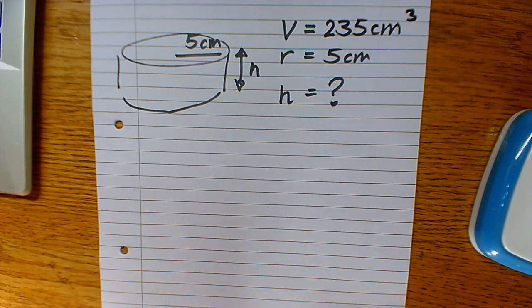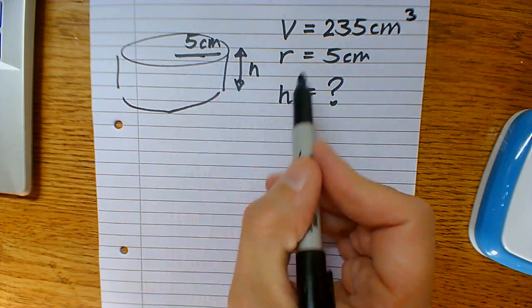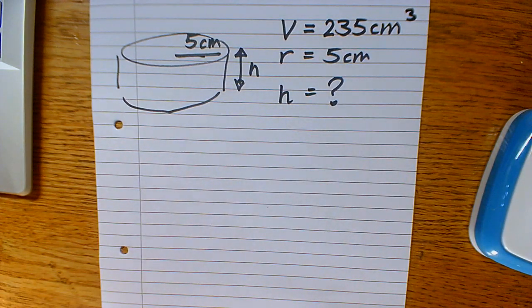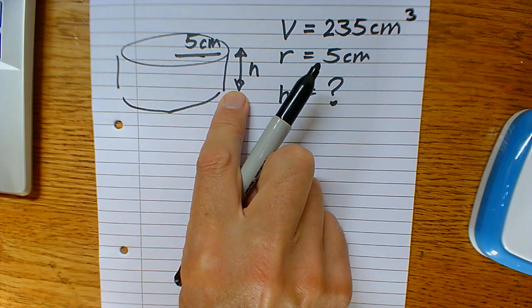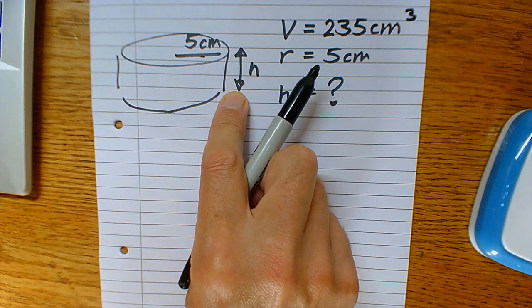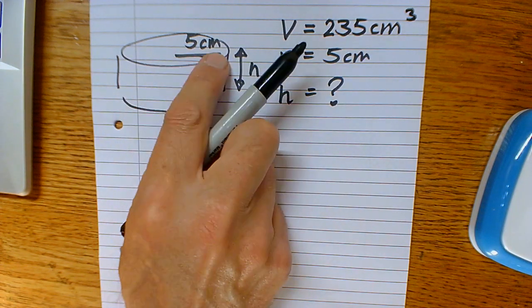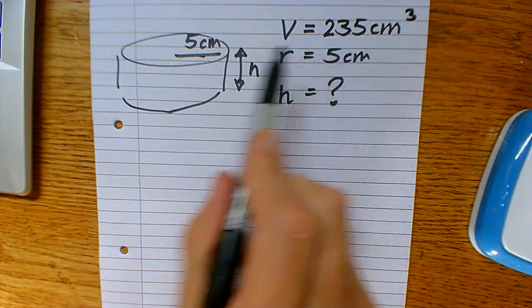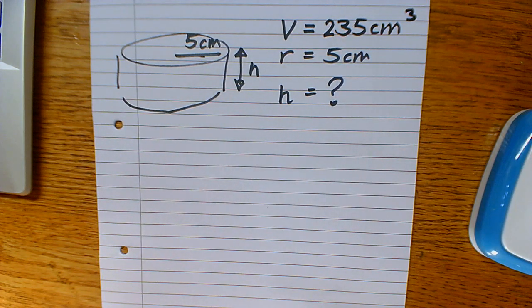Okay, so here's the question we've got. Here's the cylinder, very badly drawn. The radius is 5 centimetres. You're told the volume is 235, and we want to know what the height is. Right, so we want to work out what would the right height be so that this cylinder with a radius of 5 has a volume of 235.